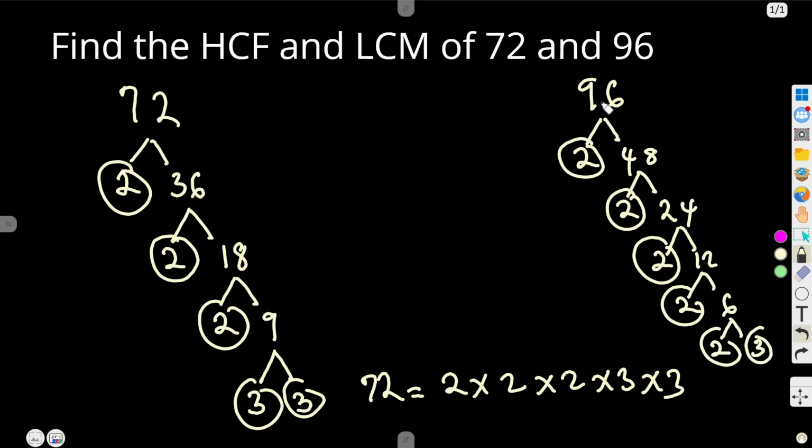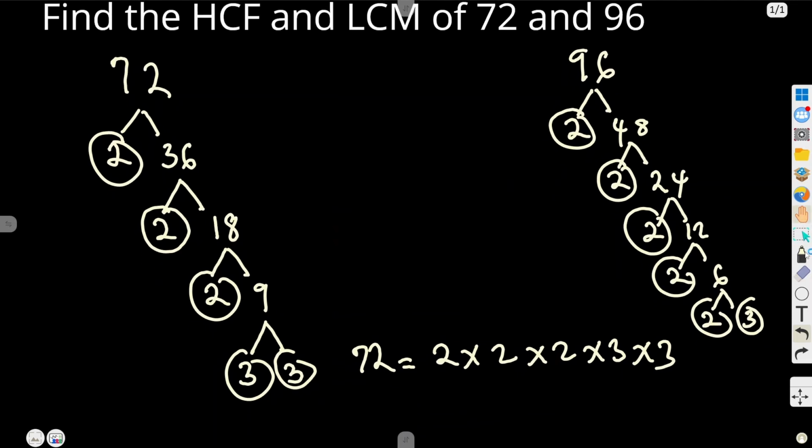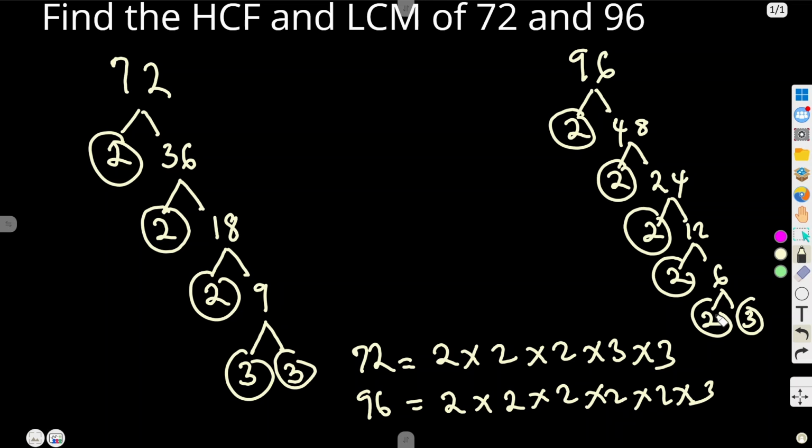So we need to write this 96 as the product of its primes. And so you're going to write this 96 here as 2 times 2 times 2 times 2 times 2 times 3. Okay, so now we have these numbers split into their product of prime factors.